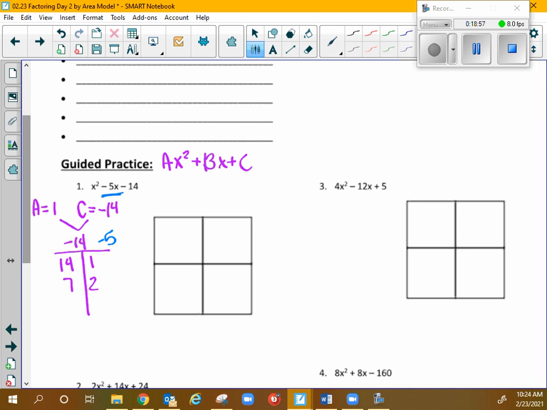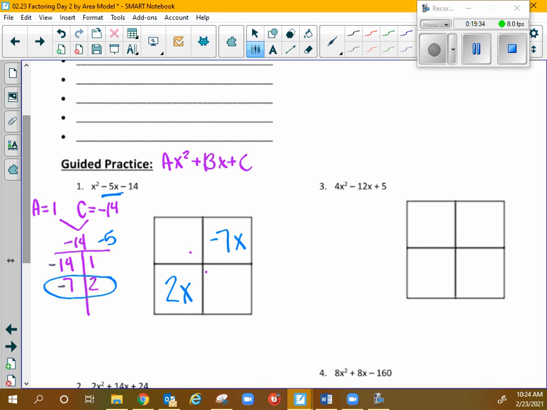Now that I've got all of my factors, if my sum is negative, that means that my larger value has to be the negative value. You see what I'm saying? Now, which one will give you negative 5? It's here. Those factors are your diagonals. So negative 7, but it's not just negative 7. It's negative 7x and positive 2x. So you found your factors.